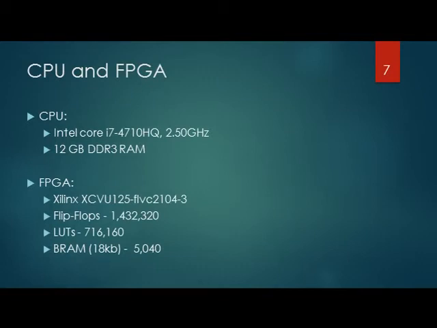On this slide, you can see parameters of the universal processor, CPU and FPGA, which we used in this research. The FPGA belongs to the most performant family, Virtex UltraScale. The current model has the middle position in the whole family and the best speed performance.